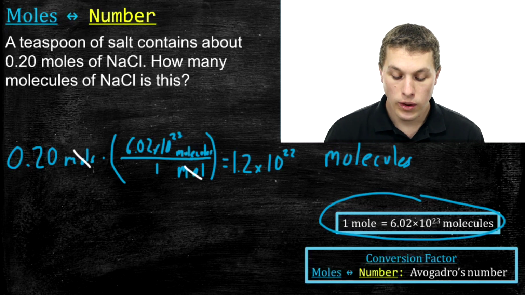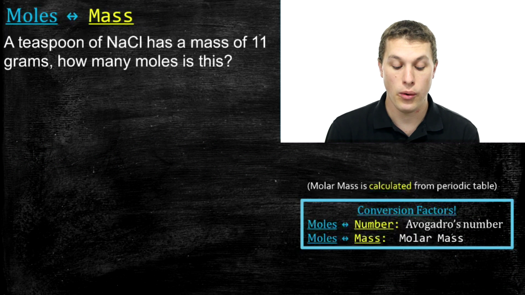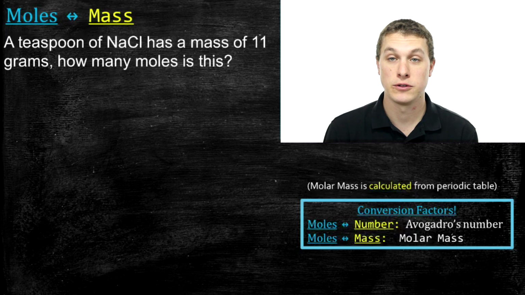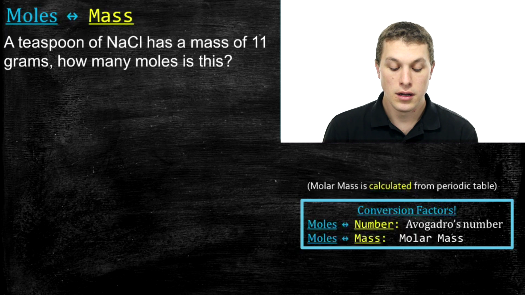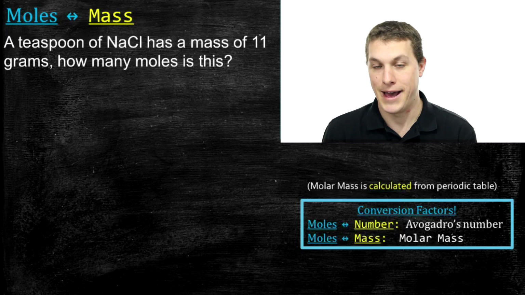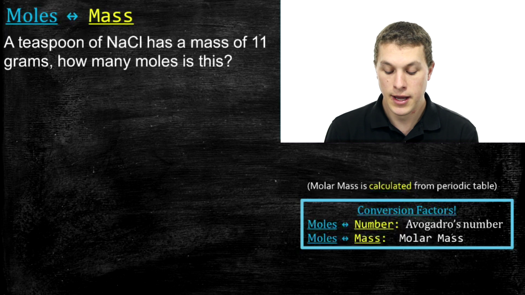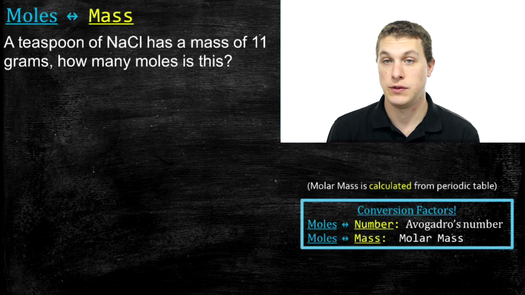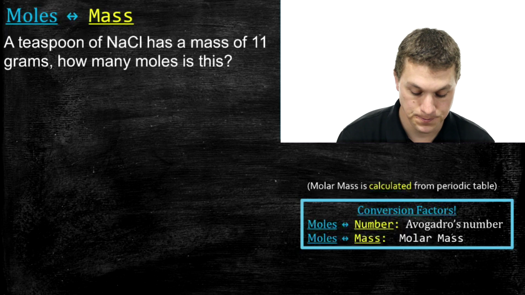Okay, now let's go ahead and go between mass and moles. So now we have basically the same problem. We have a teaspoon of sodium chloride, and it has a mass of 11 grams. And we want to know how many moles are in that teaspoon. And here, we're going to use molar mass as our conversion factor between moles and mass. I've summarized the conversion factors that you'll see in this video down here on the bottom right. You see that you can go between moles and numbers using Avogadro's number, and you can go between moles and mass using molar mass.